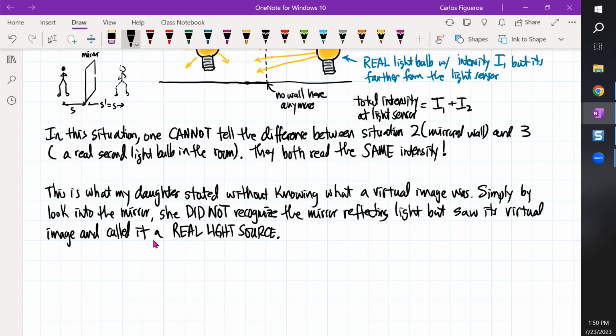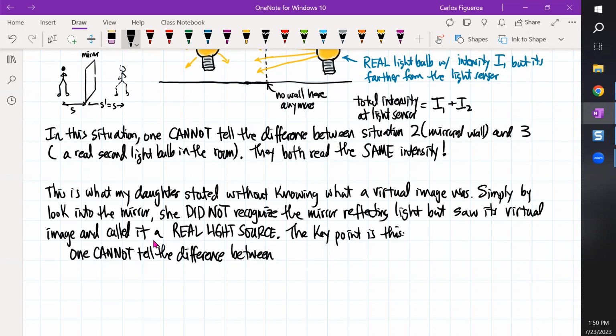In other words, the key point is this. One cannot tell the difference between a virtual light bulb versus a real one.